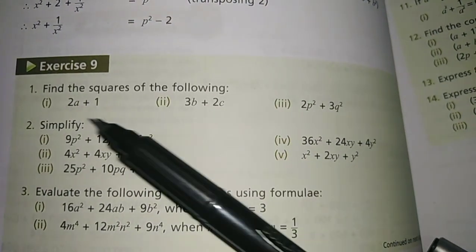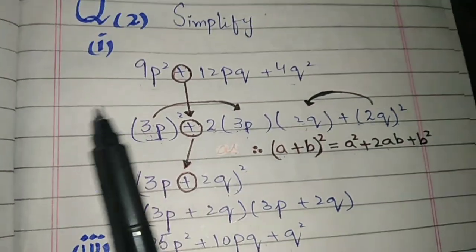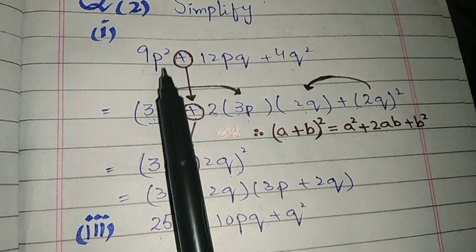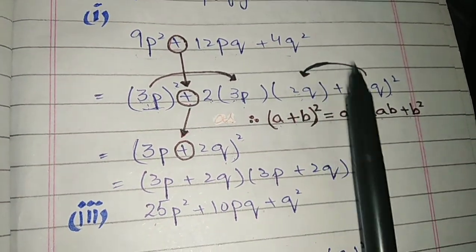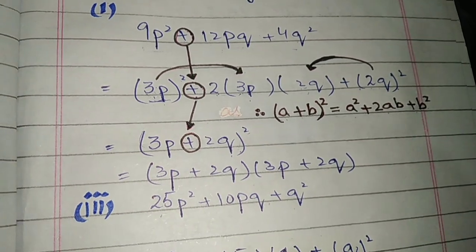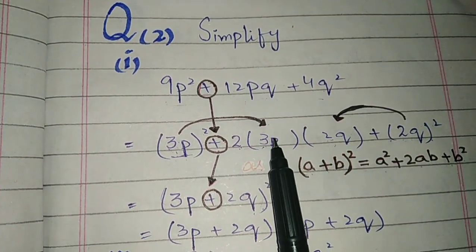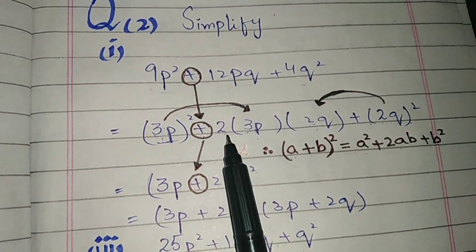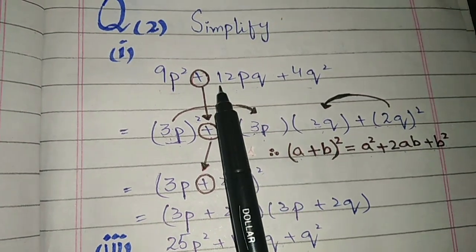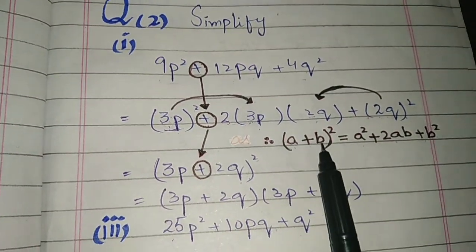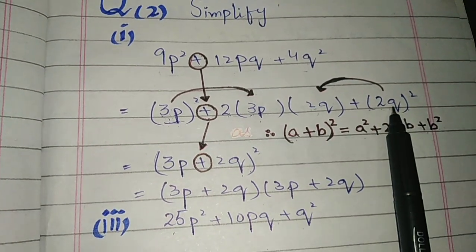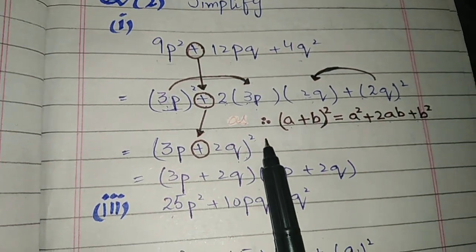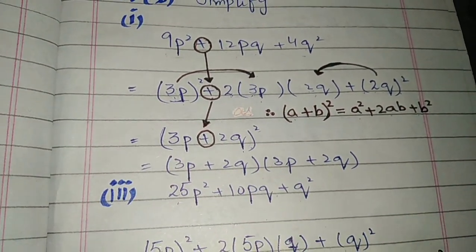Okay students, now we have to move to question number 2, that is simplify. The first part is 9p square plus 12pq plus 4q square. 9p square is the square of 3p and 4q square is the square of 2q, and plus 2 according to the formula, the first number in the first bracket and the last one in the second bracket. So when you multiply, 2 into 3 is 6, 6 into 2 is 12, 12pq, that is equal to this. Now this is a complete formula of a plus b whole square. Here a is 3p and b is 2q and the plus sign is this. So 3p plus 2q whole square, the power is 2, so you can write it twice.